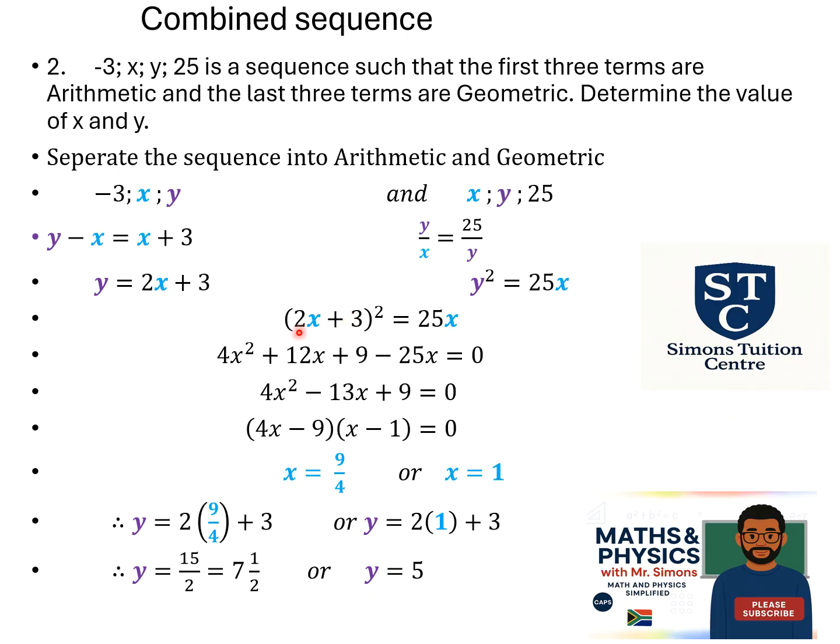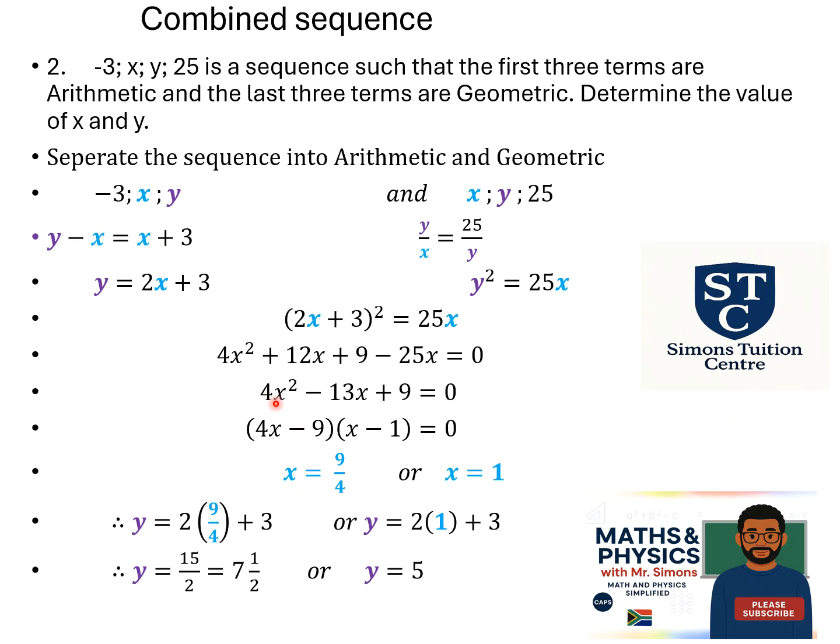Follow. 2 times 2, 4. x times x, x squared. To get the middle term, I take the values in the bracket and I multiply them. So 2x times 3 would give me 6x. 6x times the 2 on the outside would then give me 12x. Right, and then 3 times 3, which gives me 9. Bring 25x across and it becomes negative 25x equals 0. Right, so I have 4x squared, 12x minus 25x gives me minus 13x, plus 9 equals 0.